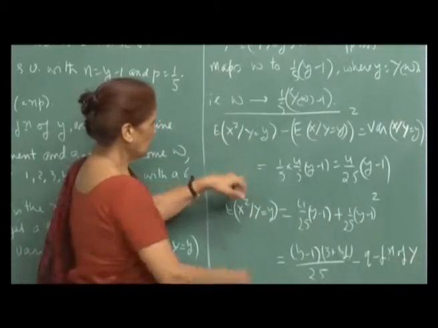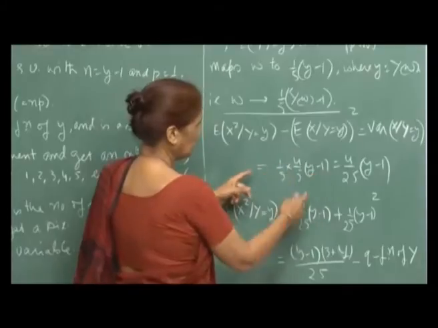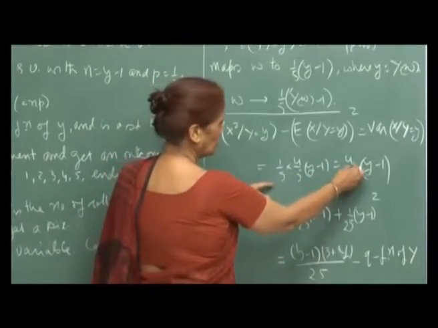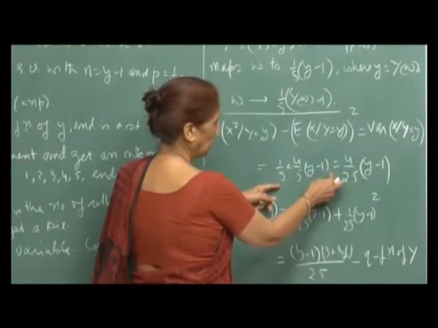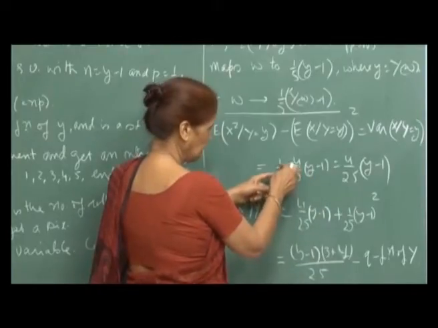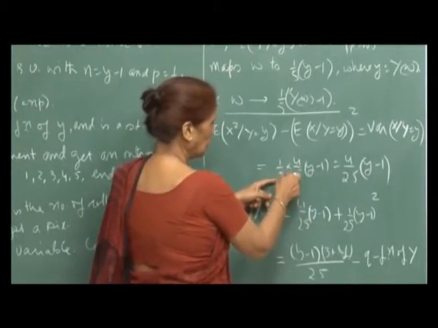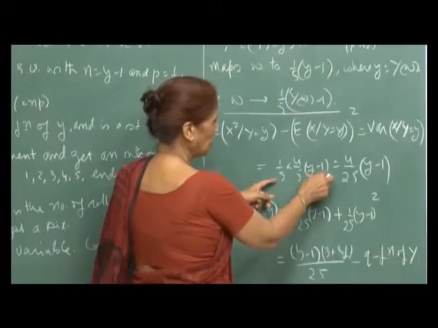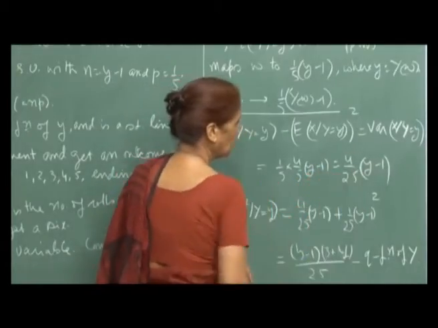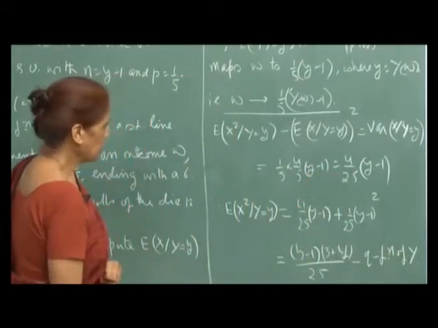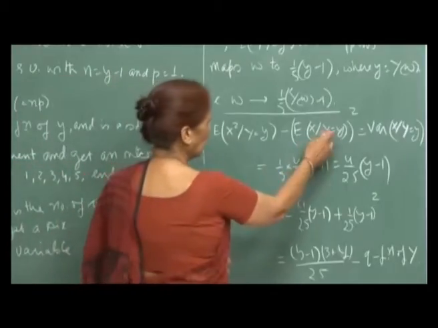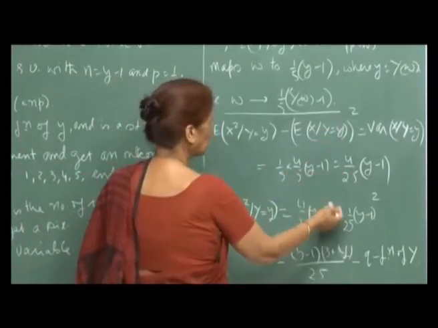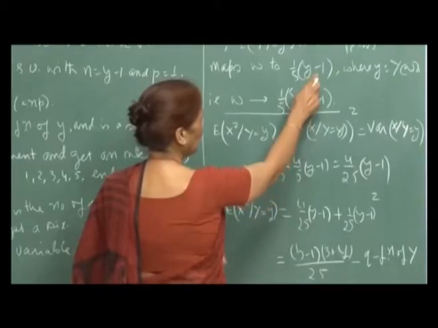And therefore, I can say that this is equal to n p q by the binomial formula. So, p, q and n: 1 by 5 into 4 by 5 into y minus 1. So, 4 by 25 y minus 1 is the variance, and expectation of x given y equal to y we have already computed as 1 by 5 of y minus 1.